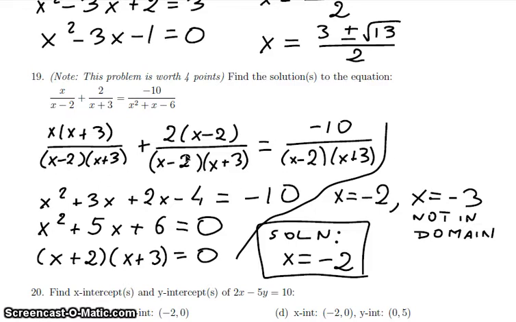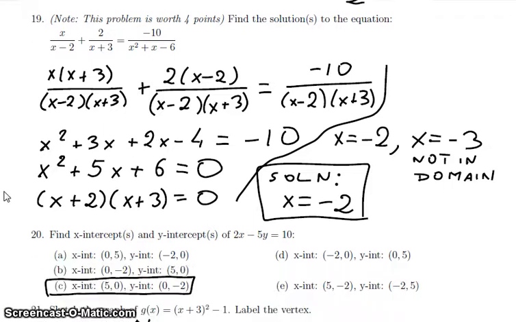Now, if all of these expressions have the same denominator, you can add the two on the left hand side. You're going to get x times x plus 3 plus 2 times x minus 2 is equal to negative 10. Since all denominators are the same, you can basically drop them. So you have x squared plus 3x if you expand, plus 2x minus 4, again expand, is equal to negative 10 on the right hand side.